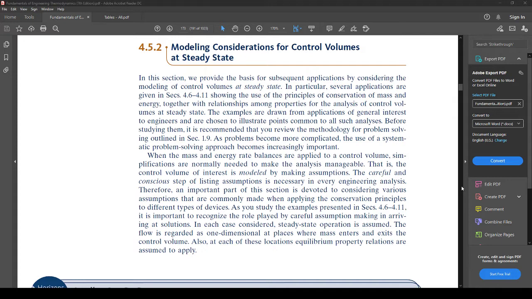Before studying them, it is recommended that you review the methodology for problem solving outlined in 1.9. As problems become more complicated, the use of a systematic problem solving approach becomes increasingly important.